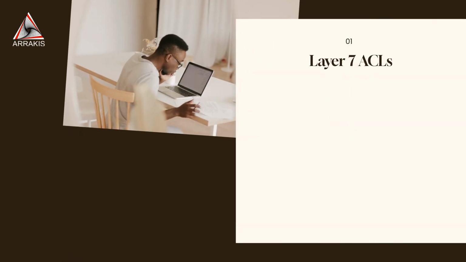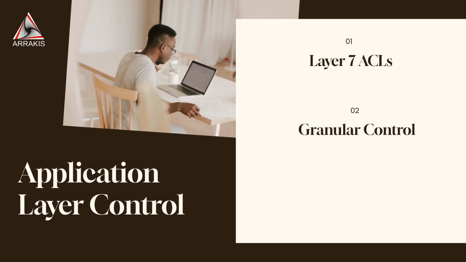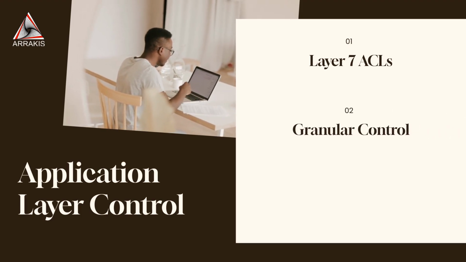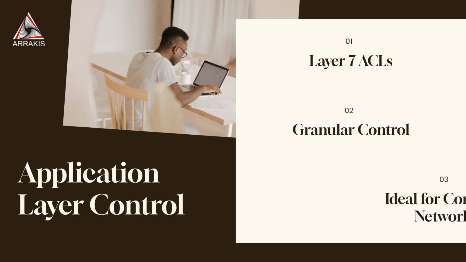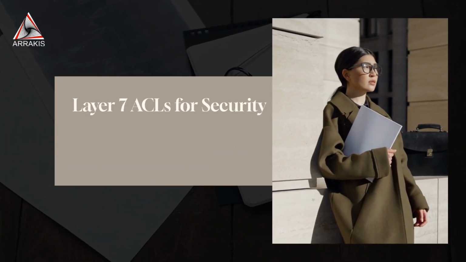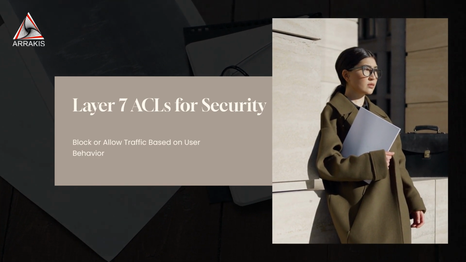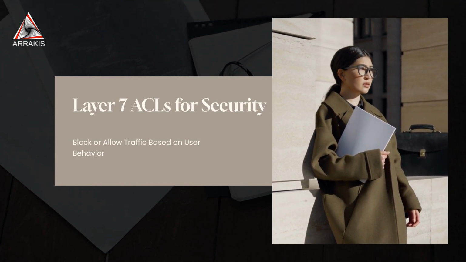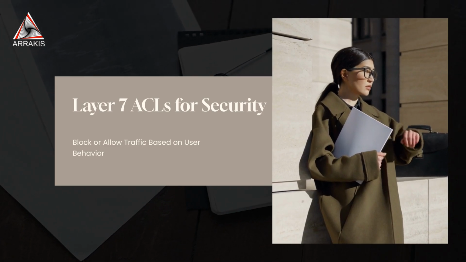Layer 7 ACLs operate at the application layer, offering the most granular control. They can filter traffic based on specific applications or services, making them ideal for complex networks. With Layer 7 ACLs, you can block or allow traffic based on user behavior, ensuring that only legitimate requests are processed, enhancing both security and performance.